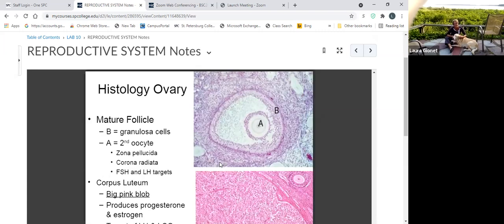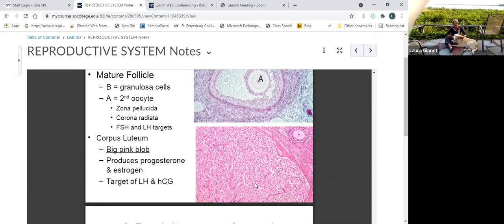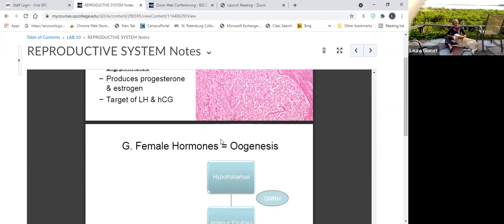Okay, then here are some additional pictures. Just other views. This again, down to the bottom right-hand side, we just call the big pink blob because you really can't tell much more than that from it. When you see this big mass of white, pink tissue that looks homogeneous, that is the corpus luteum, called the big pink blob. It produces estrogen and progesterone. It's targeted by luteinizing hormone and human chorionic gonadotropin.